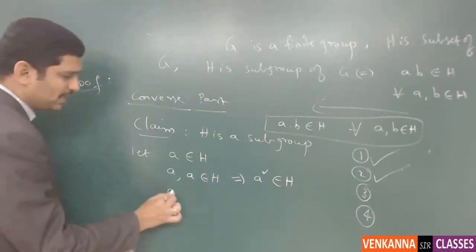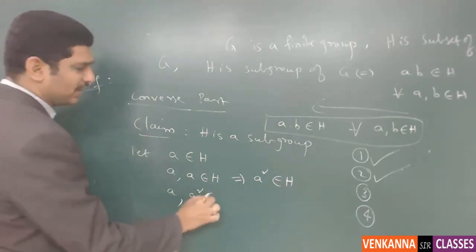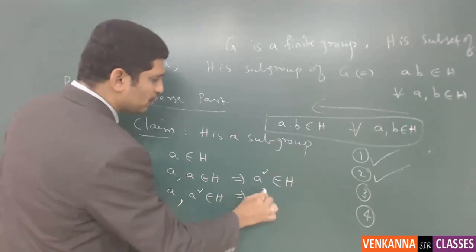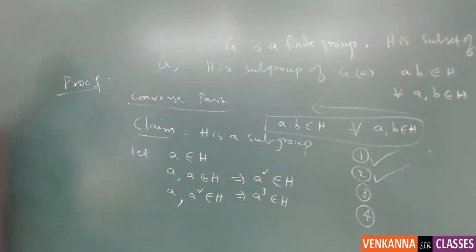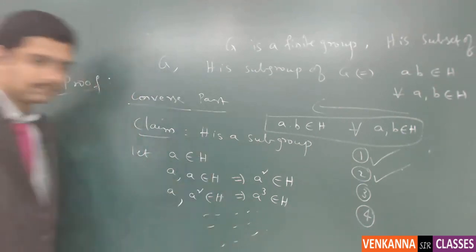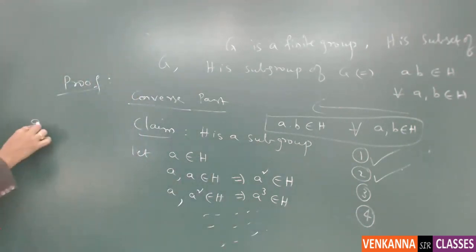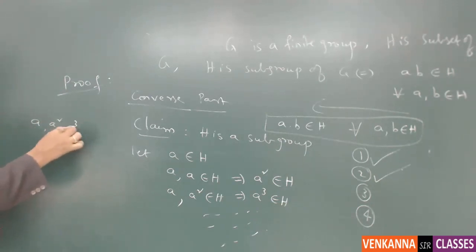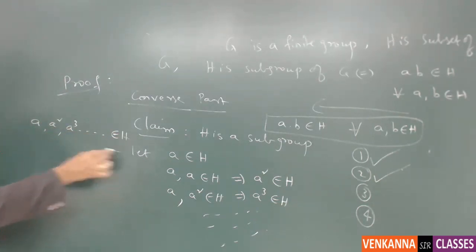So if you fix one element, the other element you fixed as A square, you can say that A cube belongs to H. Are you getting how I am applying the closure law there? You can take the same elements and distinct elements as you wish. It keeps on going. So you can say that A square, A cube, so on, all these values belong to H. It is possible. Yes or no?